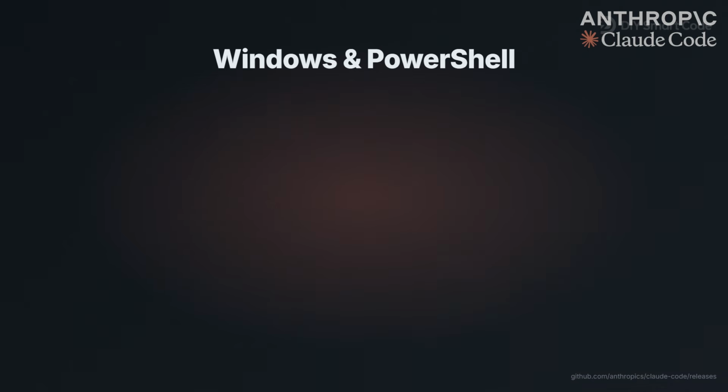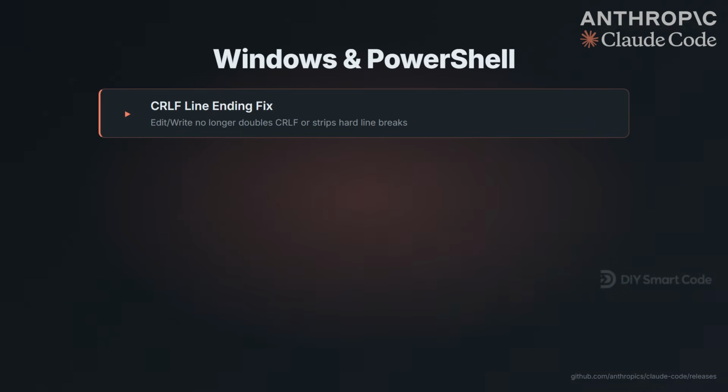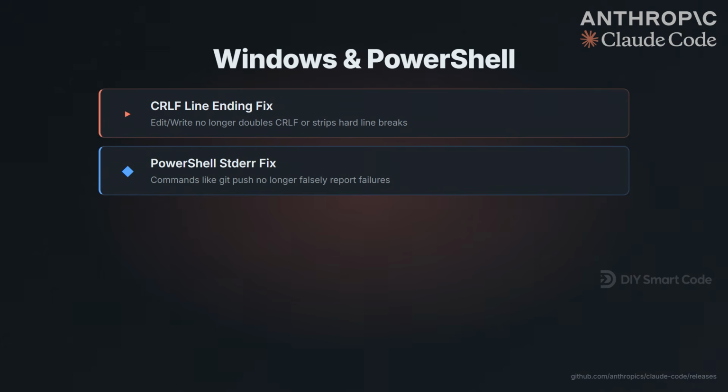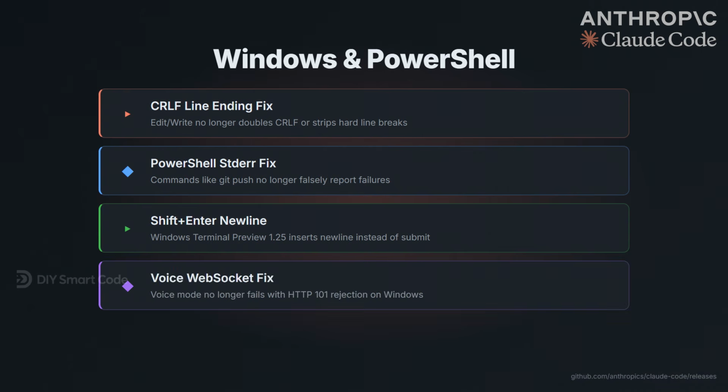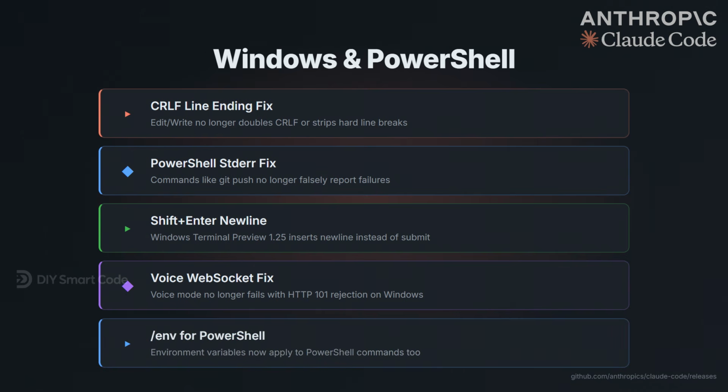6 Windows fixes. Edit and Write were doubling CRLF line endings and stripping markdown hard line breaks, both fixed. PowerShell falsely reported failures when commands like git push wrote progress to standard error. Shift+Enter on Windows Terminal Preview 1.25 now inserts a new line instead of submitting. Voice mode no longer fails with a WebSocket 101 rejection. And /env now applies to PowerShell commands too.